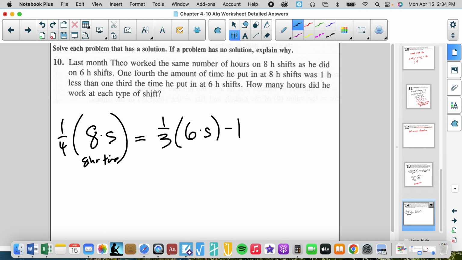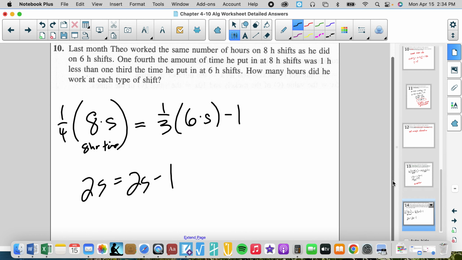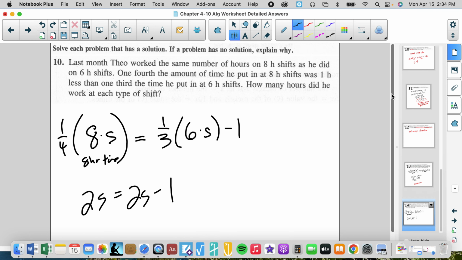We'll see if this works. So that's 2s equals 2s minus 1. See, we did it again. So this again comes out. Well, either way, even if I put the 1 on there, how many hours did he work at each shift? So both times it didn't work? 1/4 of the amount of time he put is 1/3. They both come out with 2s. That's a stinker.